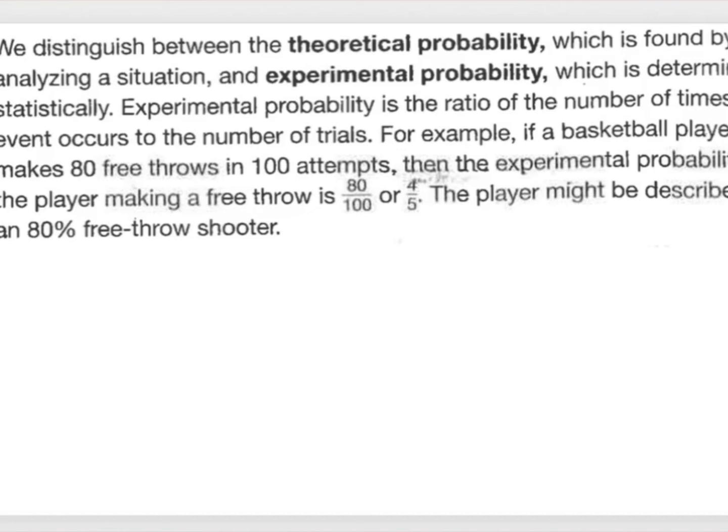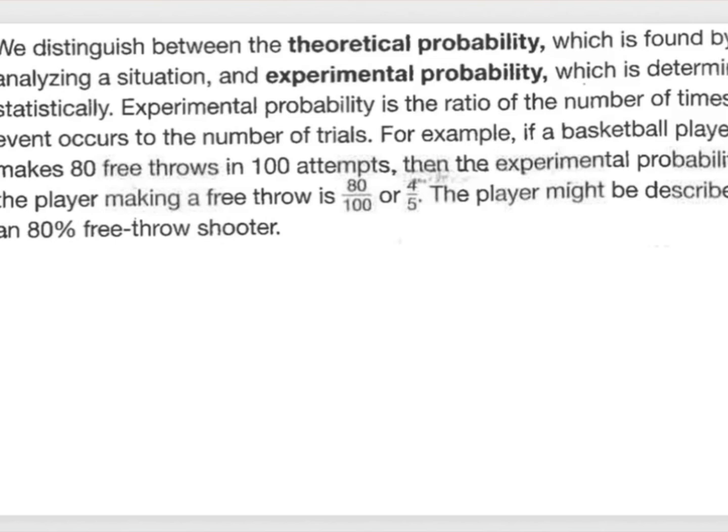Okay, so we distinguish between the theoretical probability, which is found by analyzing a situation, and the experimental probability. Now we're going into two more definitions, which is determined statistically. Experimental probability is the ratio of the number of times an event occurs to the number of trials.